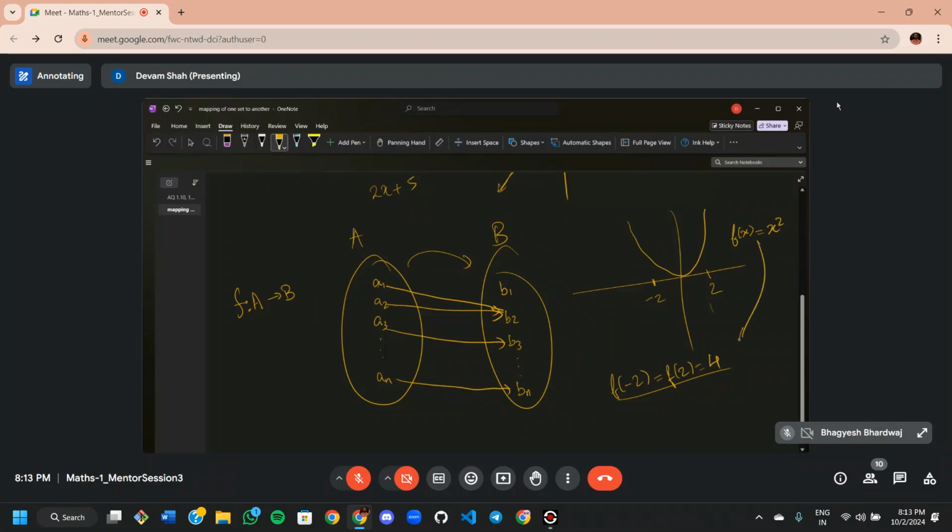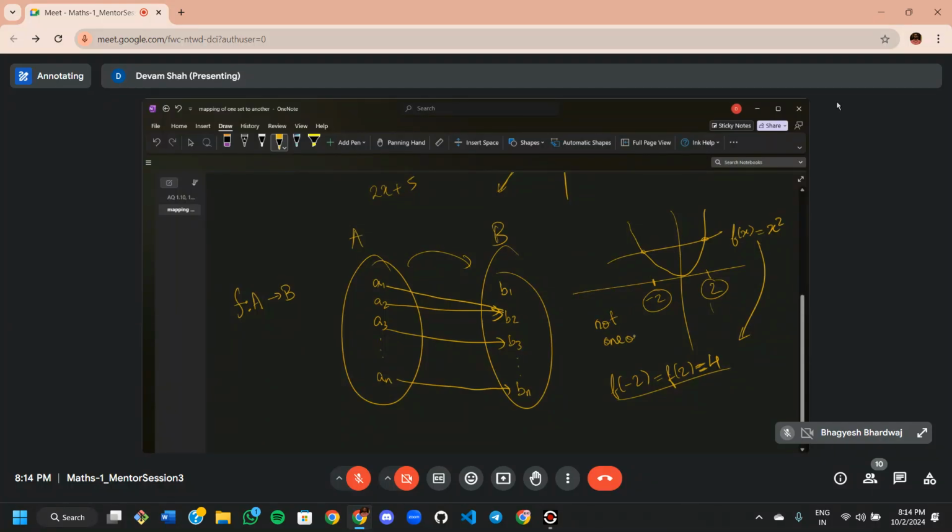Is this correct for this? Yes, sir. Is it minus 4 or equal to 4, sir? Equal to 4. Okay. So two different inputs are giving the same output, right? So this is not one-one.